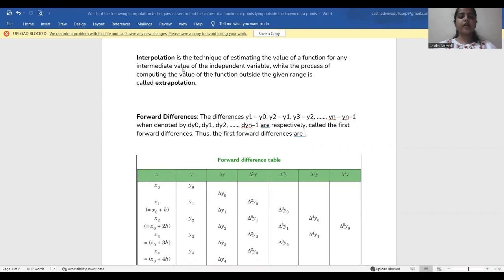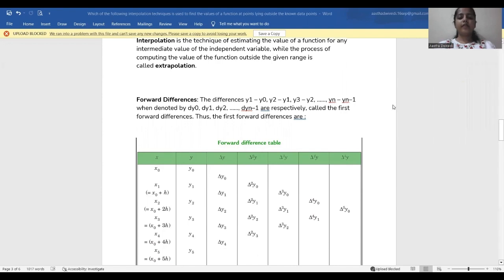First, interpolation. Interpolation is a technique of estimating the value of a function for any intermediate value of the independent variable, while the process of computing the value of the function outside the given range is called extrapolation. It means that if we are given a set of values, we can find a value of a function that is not provided to us. This is called interpolation. And if we need to find the value of the function outside that range, that is called extrapolation.